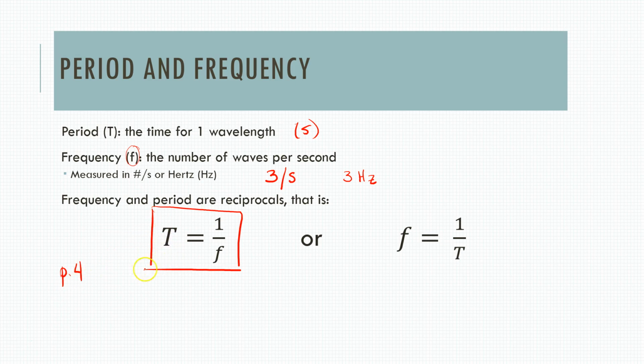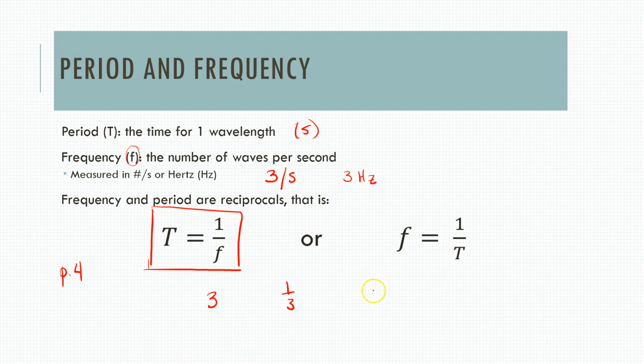You are given this one. So you have that capital T, the period, is equal to 1 over the frequency. They are reciprocals of each other. If you solve for F, you will come up with F is 1 over T. So in other words, if you have a period of 3, you'll know that your frequency is a third.